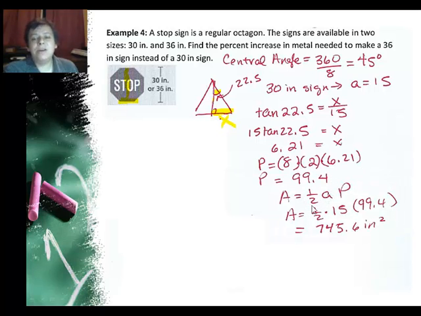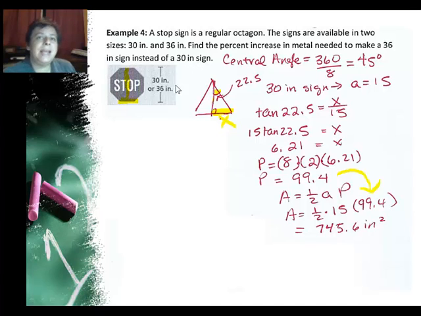Now to find the area, I use the 1/2 times the apothem times the perimeter. The apothem is 15. The perimeter I just found there, it's 99.4. And when I use my calculator, I get 745.6 inches squared.